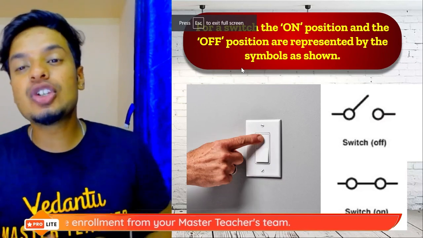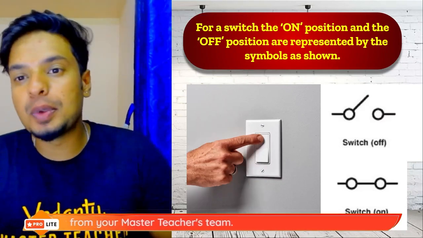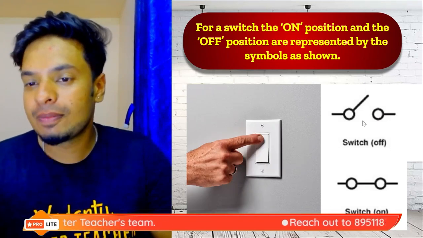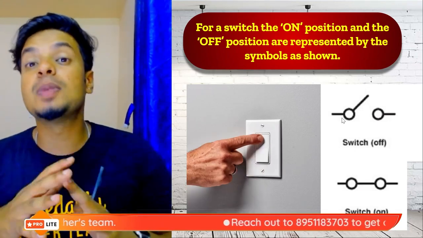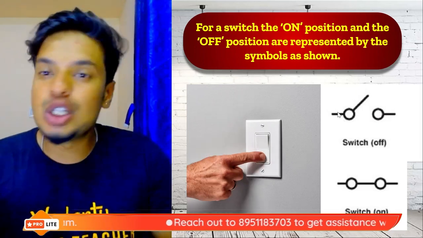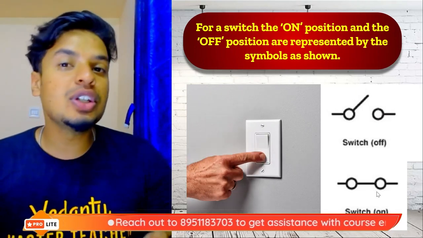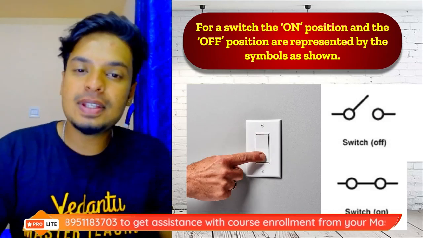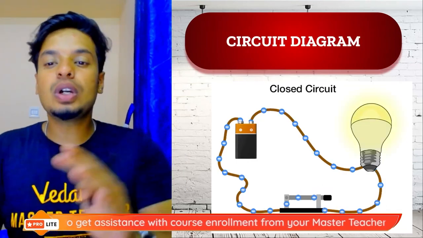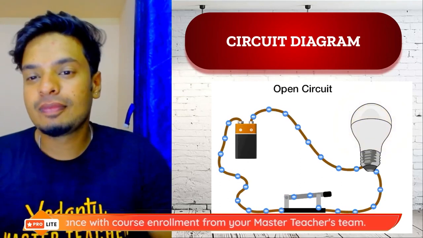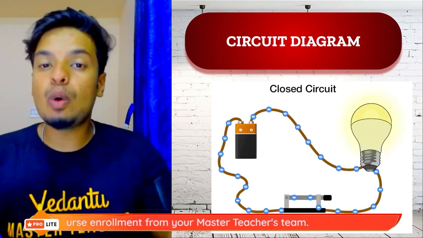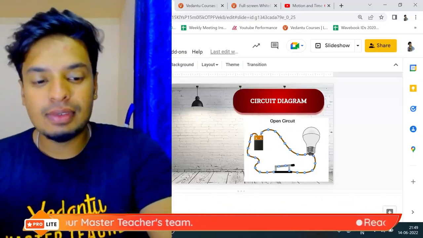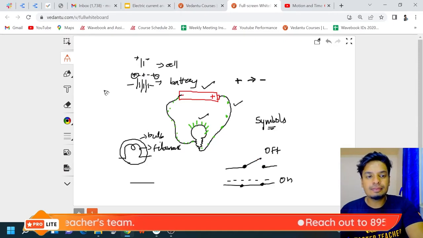Next, for a switch, the on position and the off position are represented by the symbols shown here. As I told you, the same symbols. When it is in the off position, the circuit is broken. Electric current is not flowing in the circuit. When the switch is in the on position, electric current is flowing. Okay, simple. Now, next one. Look at this circuit diagram, guys. Very simple. Now, I want you all to understand this circuit diagram in more detail. How can we do it? Let's see.